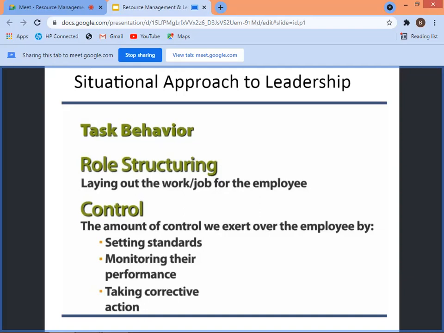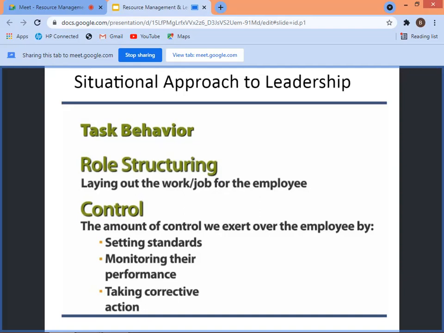And you have to explain to him the training that he has to undergo. Maybe on the job training and development that he has to undergo. Laying out the workflow process, the procedure, the safe system of work, everything. That's role structuring, part of the task behavior. And the other one is control.